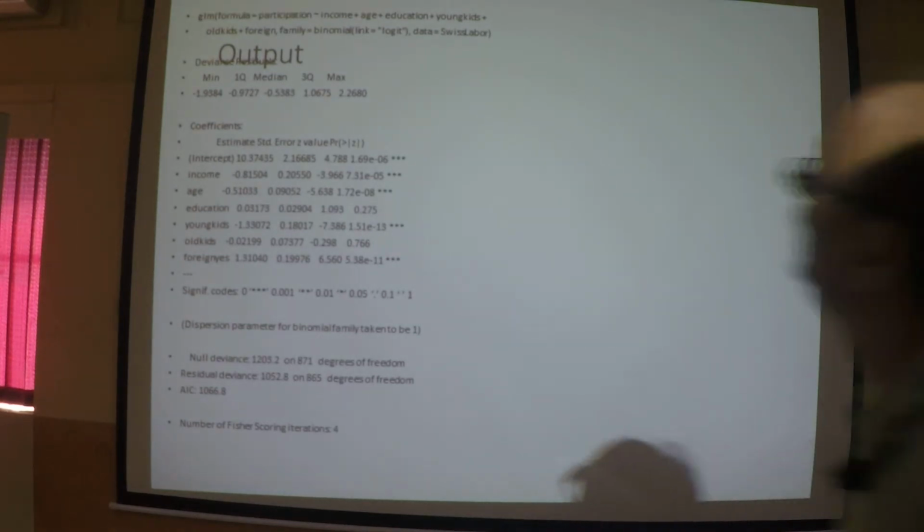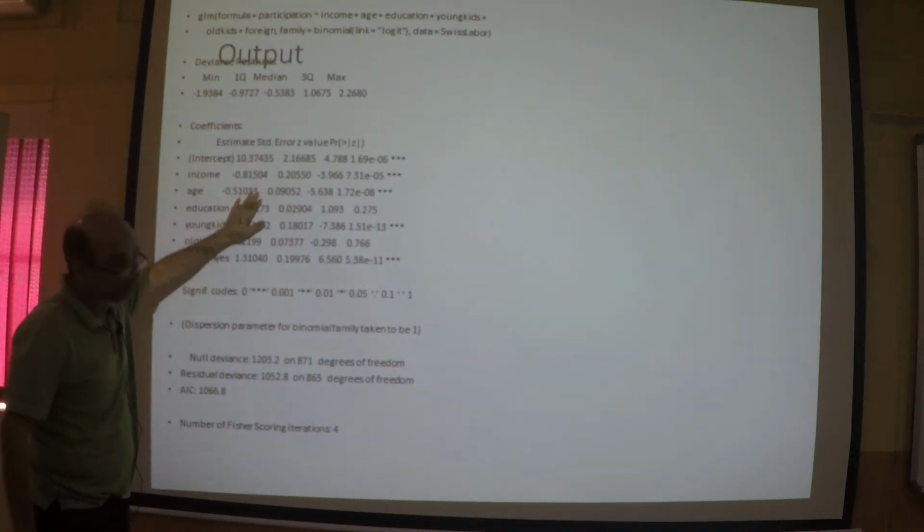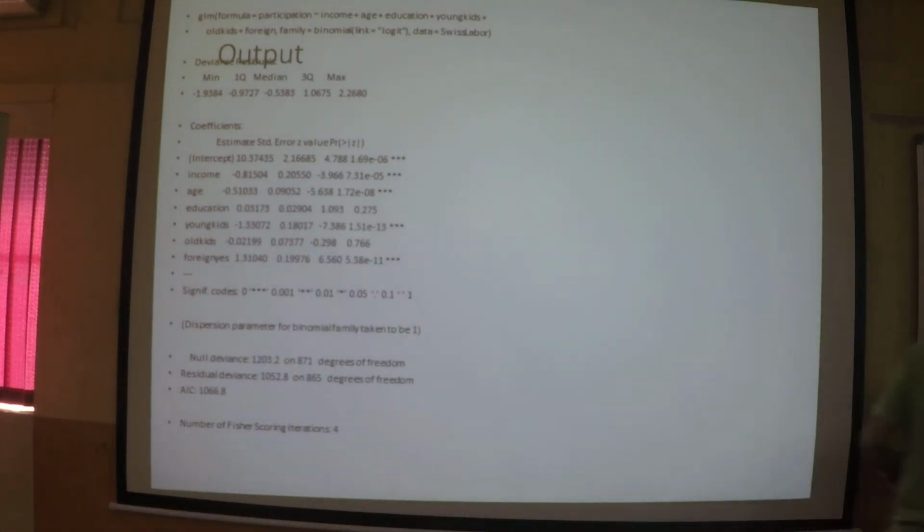Now the estimate, the intercept is 10.37435, income is minus 0.85104. So the model now is the log of P upon 1 minus P is equal to 10.37 minus 0.8154 income and so on, right? So the dependent variable has changed now and therefore the coefficients are different.